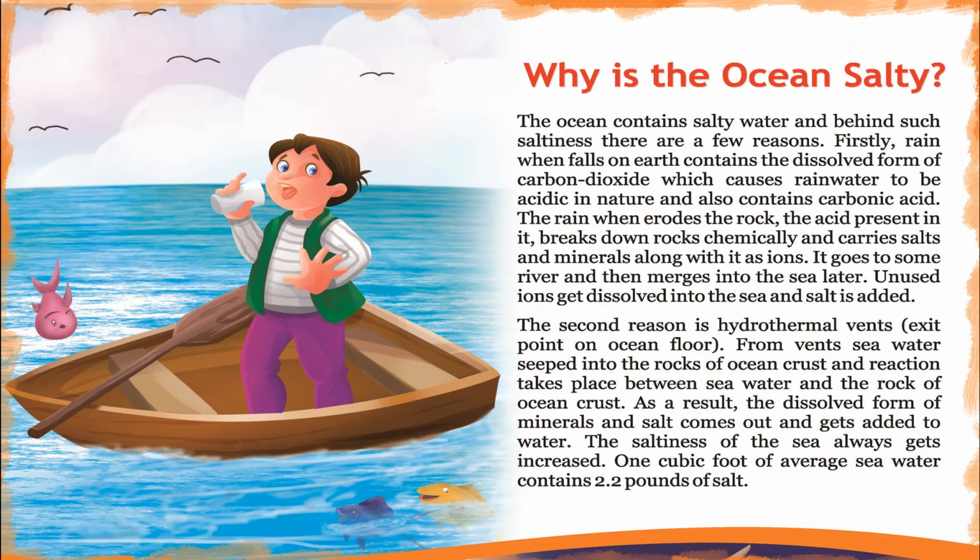Why is the ocean salty? The ocean contains salty water, and behind such saltiness there are a few reasons. Firstly, rain when it falls on earth contains dissolved carbon dioxide, which causes rainwater to be acidic in nature, and it also contains carbonic acid. When the rain erodes the rock, the acid present in it breaks down rocks chemically and carries salts and minerals along with it as ions. It goes to some river and then merges into the sea later. Unused ions get dissolved into the sea and salt is added.